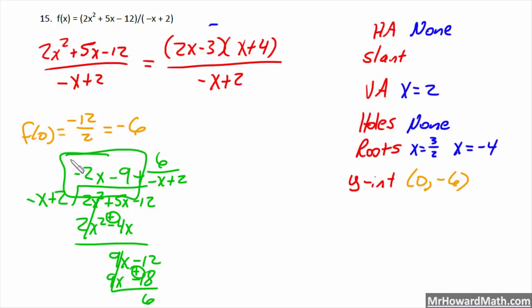So everything in front of the remainder is the equation of my slant. So y equals negative 2x minus 9 is the equation of the slant. So we're going to need some more room here to sketch this. So I'm going to rearrange the screen a little and we'll go from there.